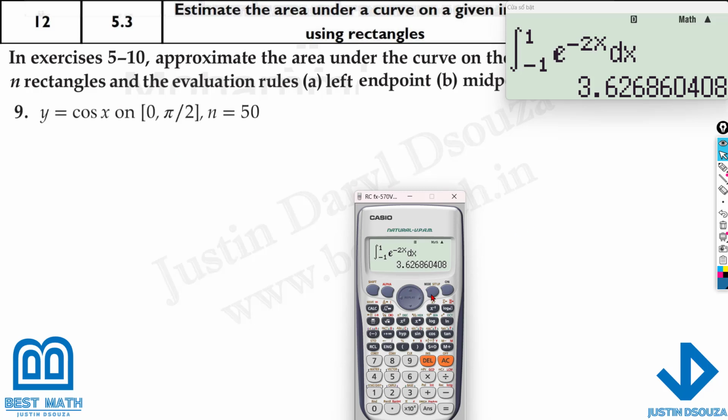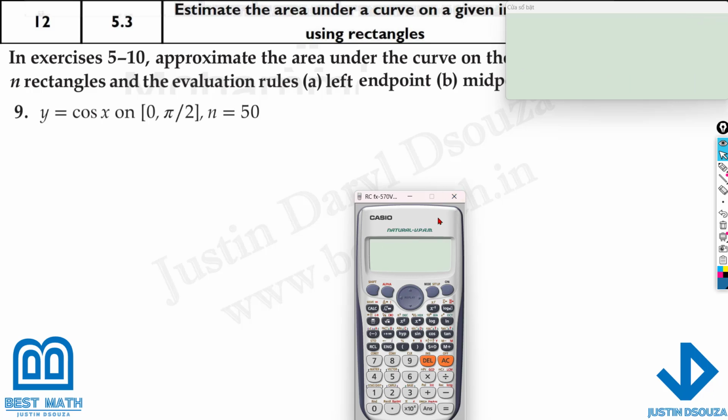Now, cosine functions, please remember to get into terms of radians. This is in degree, shift, mode, and 4. Now it's in radian. R is for radian here. Now, what we do is integral cosine x, close the bracket, and over here we have 0 until the limit of pi by 2. Pi is by shift and into 10th power symbol. You get pi divided by 2, and the answer is 1.